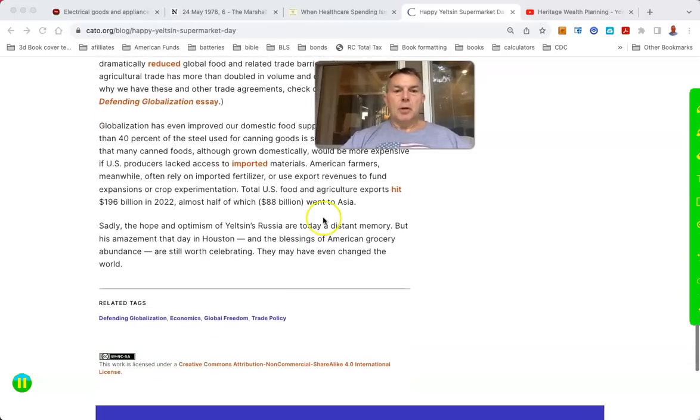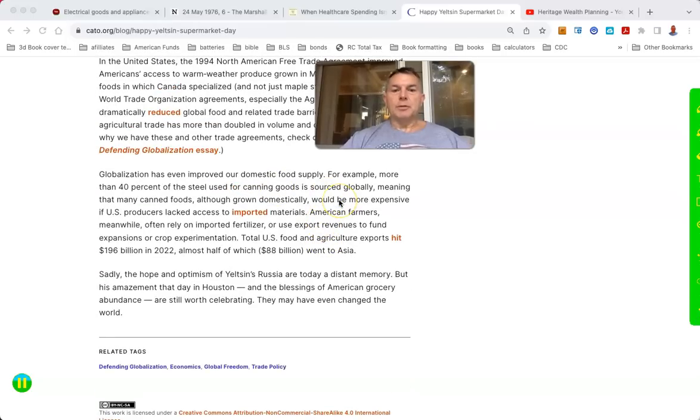I mean, globalization has even improved our domestic food supply. For example, more than 40% of the steel used for canning goods is sourced globally, meaning that many canned goods, although grown domestically, would be more expensive if U.S. producers lacked access to imported materials.